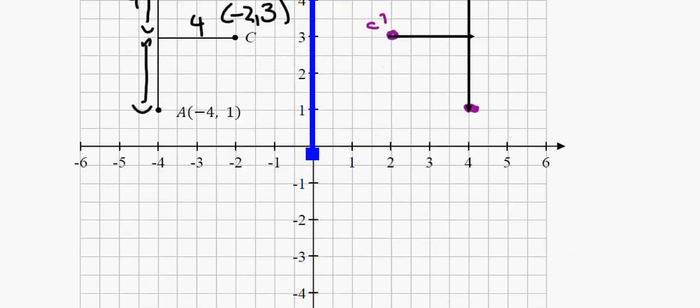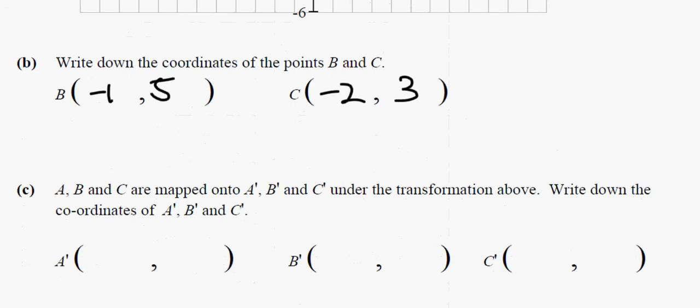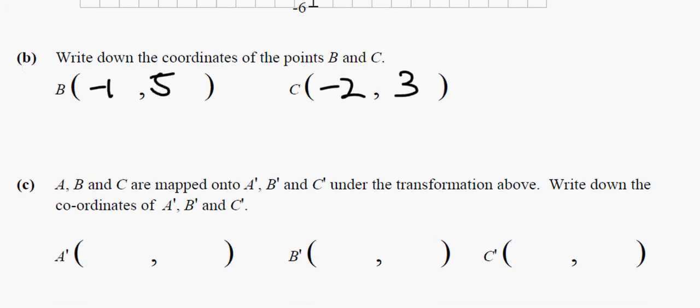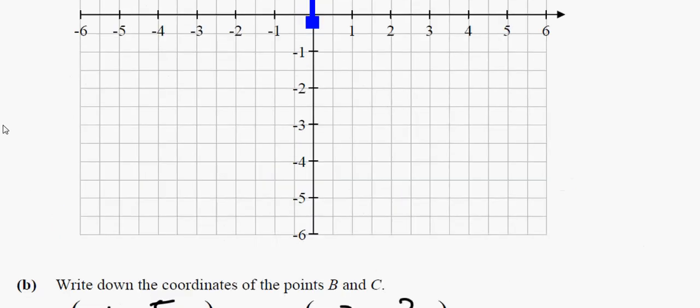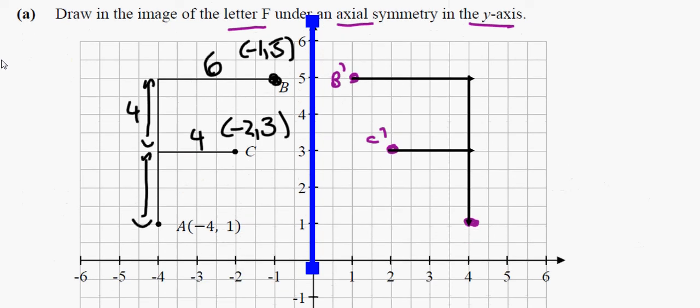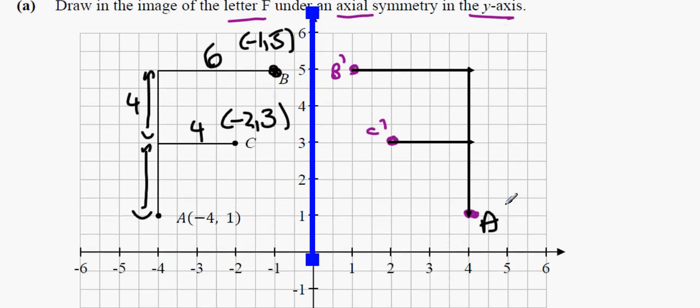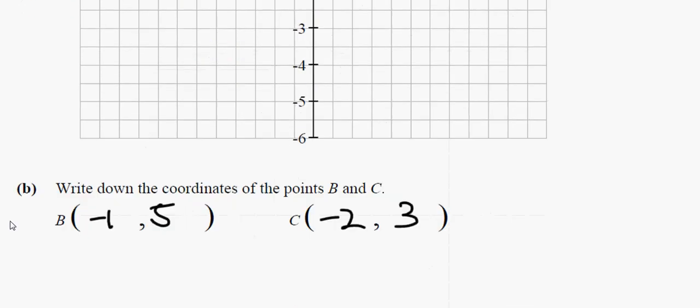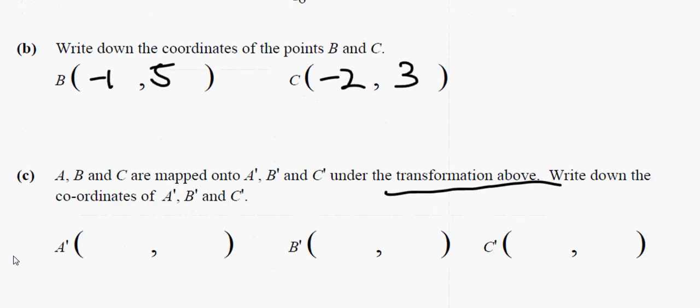Now what we're asked to do next is find A, B, C are mapped onto A dash, B dash, C dash under the transformation above. What this means is that the transformation we did up here is the transformation it's talking about. This is where all of them have been mapped onto. So find the coordinates of A dash, B dash, and C dash.